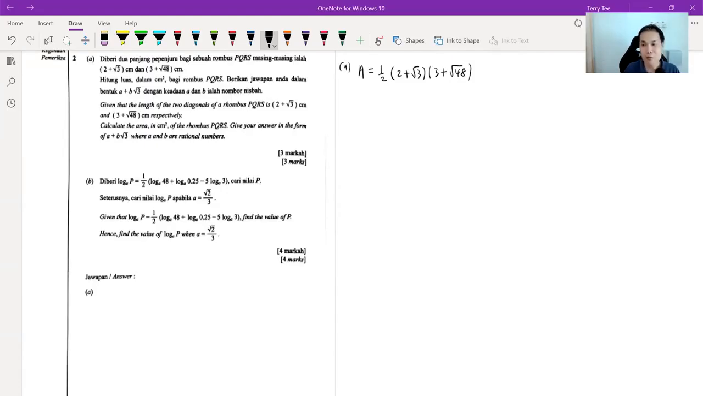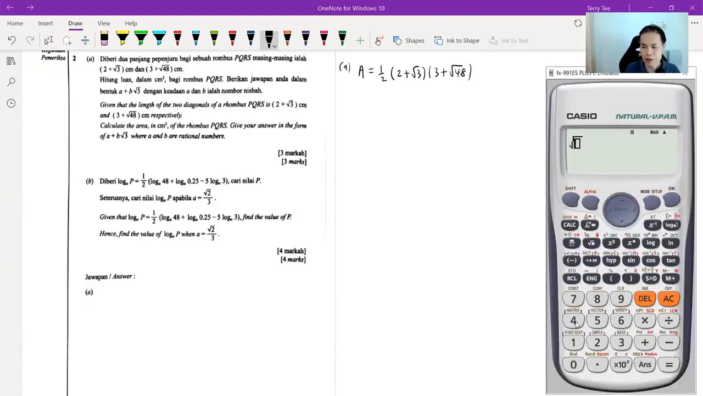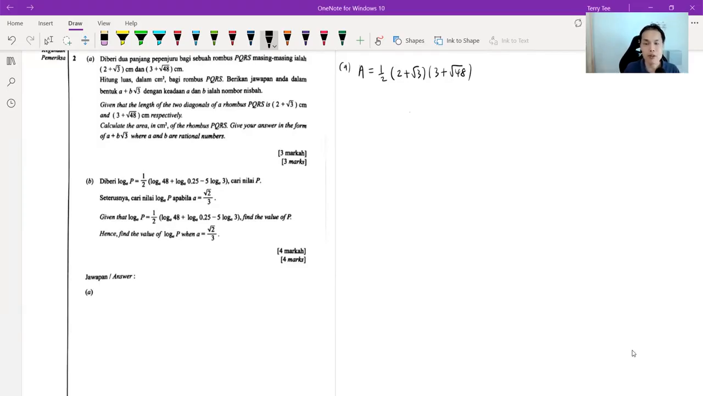Of course, nowadays with the calculator, life will be a lot easier. You can square root and write this as 4 surd 3. But it's not too difficult to work out mentally, because 48 is basically 16 times 3, which is 4 surd 3. Square root of 16 is 4; 3, I can't square root, so I'll leave it as it is. So this is half times 2 plus surd 3 times 3 plus 4 surd 3.